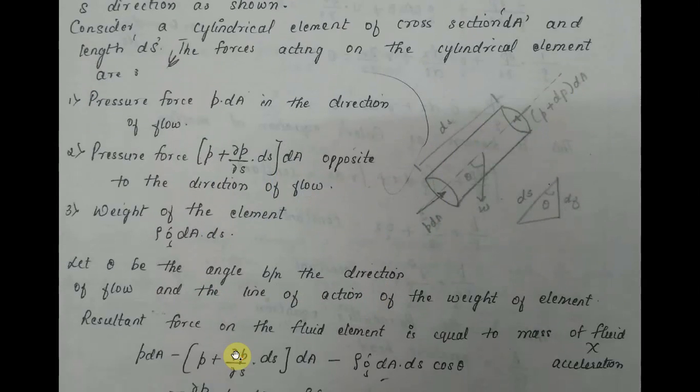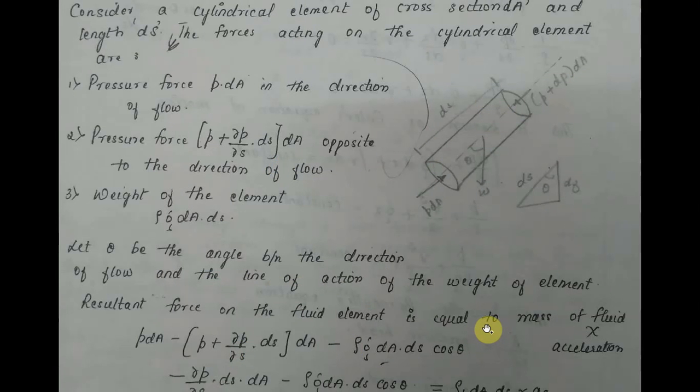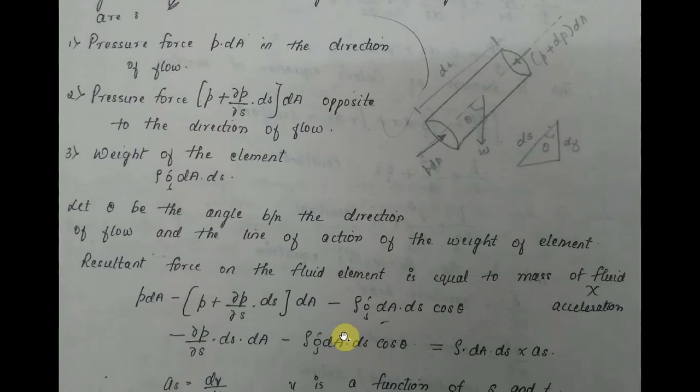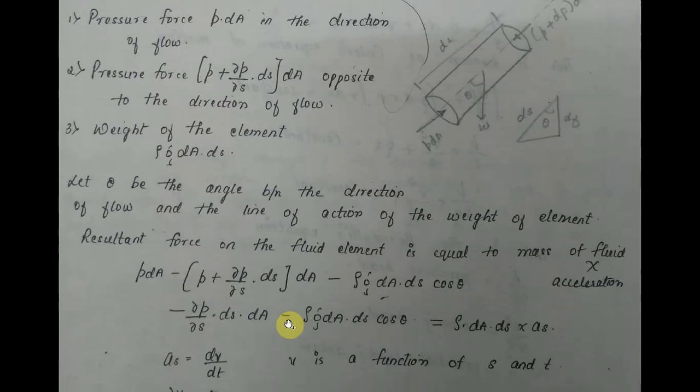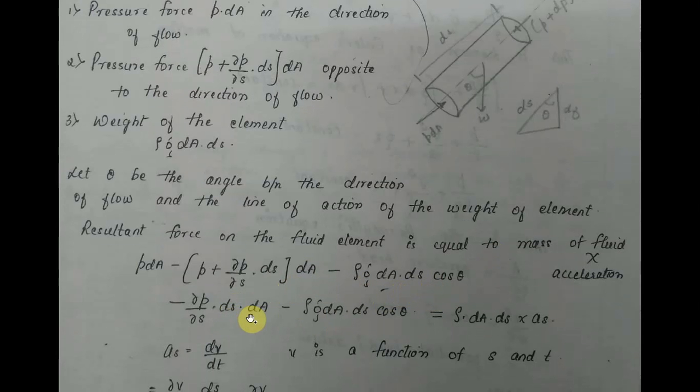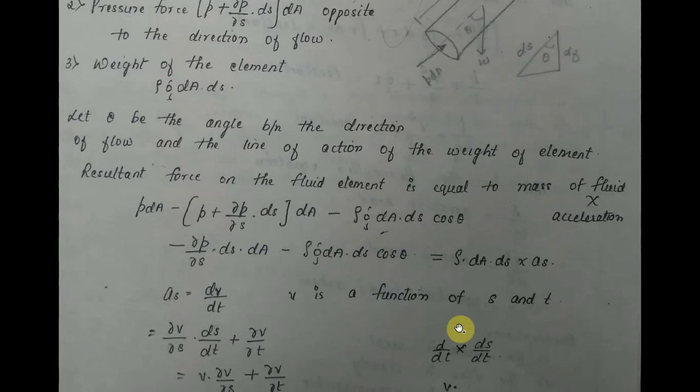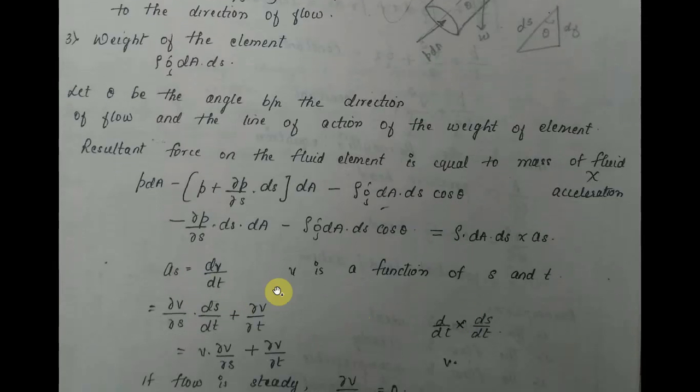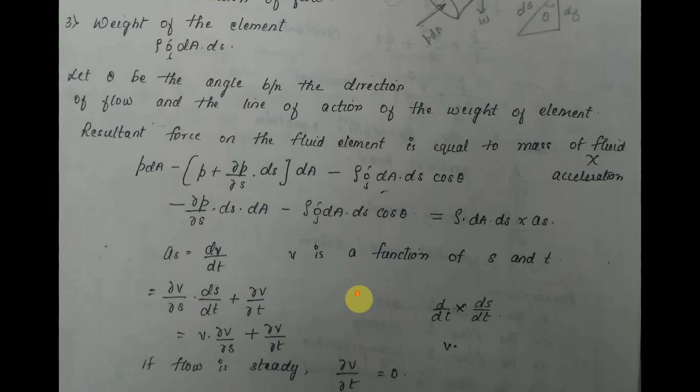of the element. The resulting force on the fluid element is equal to the mass of the fluid into acceleration. Therefore, P into delta A minus P plus dou P upon dou S into delta S, into delta A, minus rho into g into delta A into delta S into cos theta. So minus dou P upon dou S into delta S into delta A, minus rho into g into delta A into delta S into cos theta is equal to rho into delta A into delta S into a_s, where a_s is equal to dV upon dt, where V is a function of space and time.